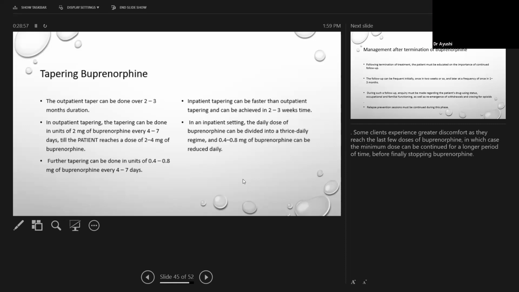While in inpatient, tapering can be faster than the outpatient and can be achieved in 2 to 3 weeks of time. In an inpatient setting, the daily dose of buprenorphine can be divided into 3 daily doses, and 0.4 to 0.8 milligram of buprenorphine can be reduced daily. Some patients experience greater discomfort as they reach the last few doses of buprenorphine. In such cases, the minimum dose can be continued for a longer period of time before we finally stop the buprenorphine.